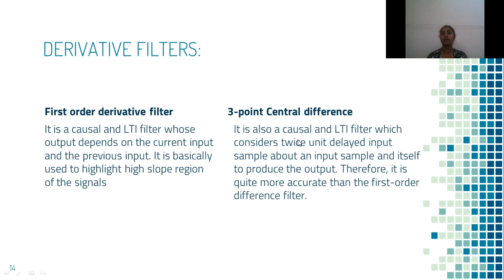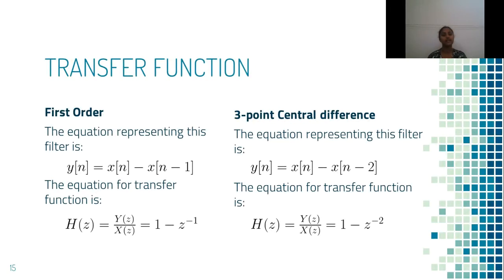It is also a causal and LTI, that is a linear time invariant filter, which considers the twice unit delayed input sample about an input sample and itself to produce the output, and therefore it is quite more accurate than the first order difference filter. Let's see the equations for better understanding.